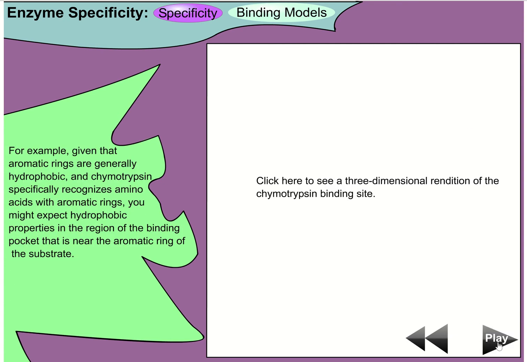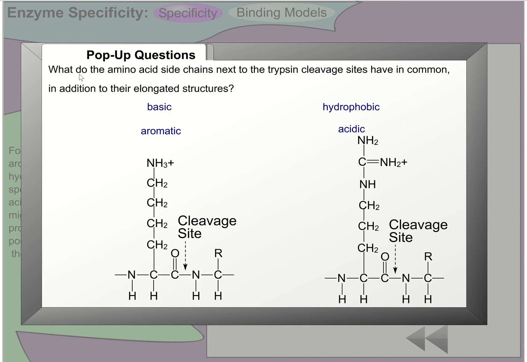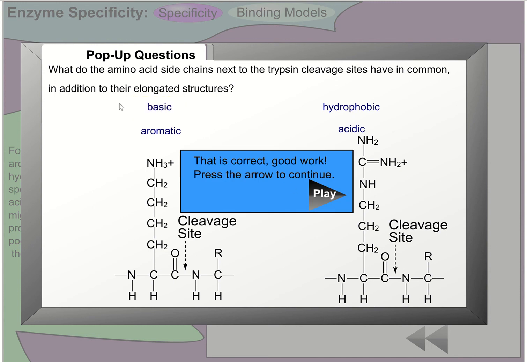Now they're asking what the amino acid side chains next to the trypsin cleavage site are. Again, they're showing you a trypsin substrate, meaning this is a substrate that trypsin can work on, can cleave here. And they're asking you what is common between this and this. So these are both not aromatic, not hydrophobic, and not acidic. Acidic, remember, will have COOH. So they have basic side chains, right? Not acidic. So this is basic.